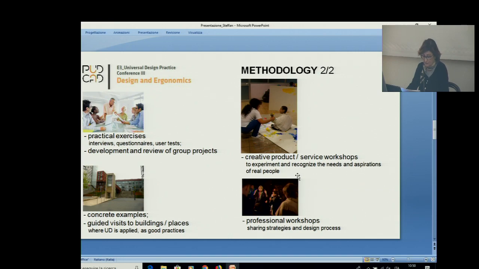guided visits to buildings where UD design methods were applied, creative products, service workshops in which to experiment and recognize the needs and aspirations of real people, professional workshops to share strategies and design processes.